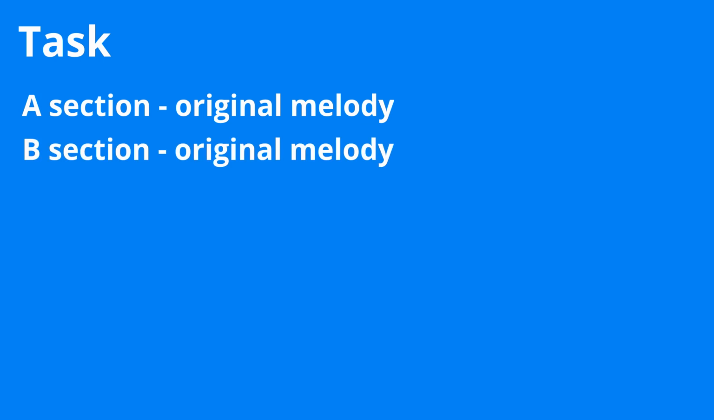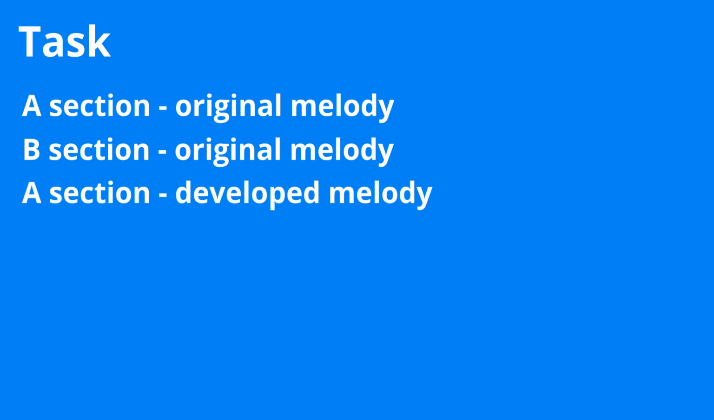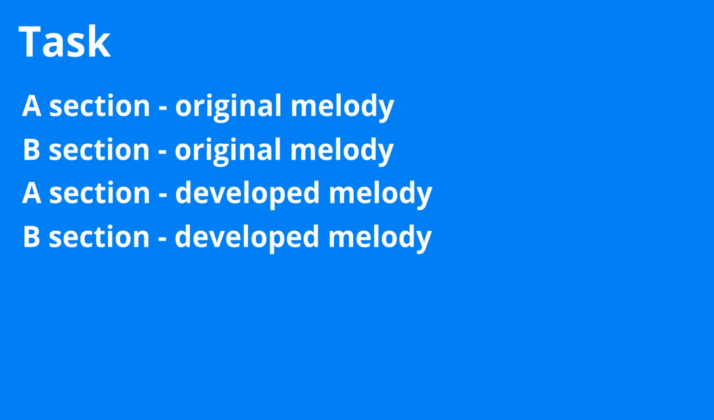So this means you'll have your A section with your original melody, and then your B section with your original melody. And then if you bring your A section back again, it will have your developed melody in there. And then when you bring your B section back, that will also give you an opportunity to have a developed melody in your B section. So you now have 2 contrasting sections with melodies for both of those sections and some ideas for how to develop your melody for when those sections come back.